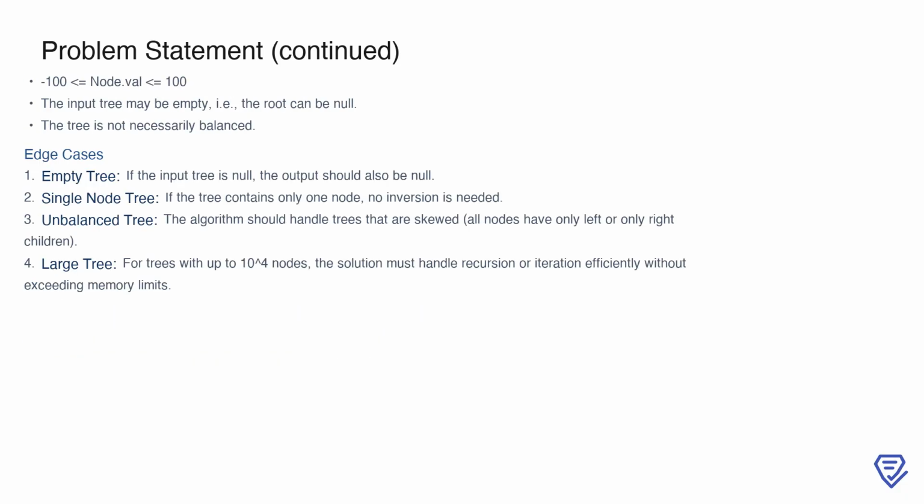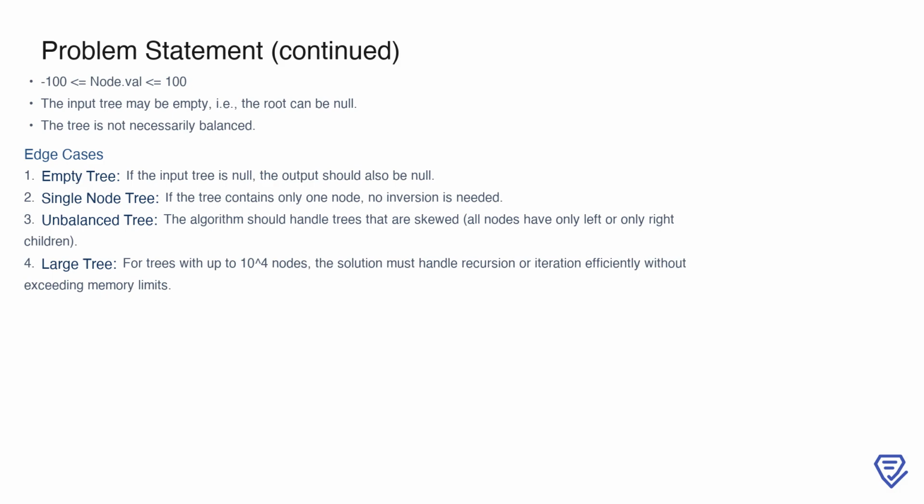Now let's consider some important constraints and edge cases for this problem. Node values in the tree can range from -100 to 100, and the input tree may be empty, meaning the root could be null. Additionally, the tree is not guaranteed to be balanced, so we need to handle cases where the tree is skewed, such as when all nodes have only left or only right children. For an empty tree, the output should also be null. For a single node tree, no inversion is necessary since there are no children.